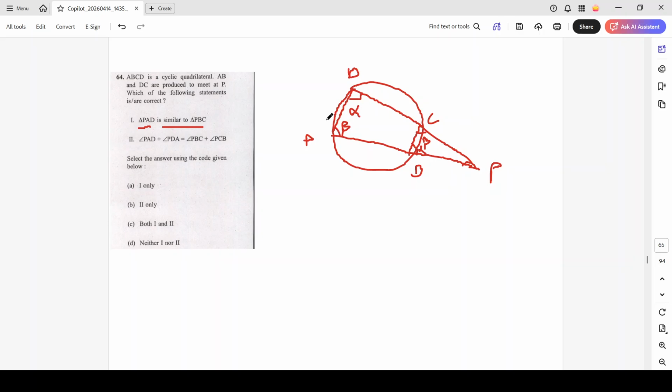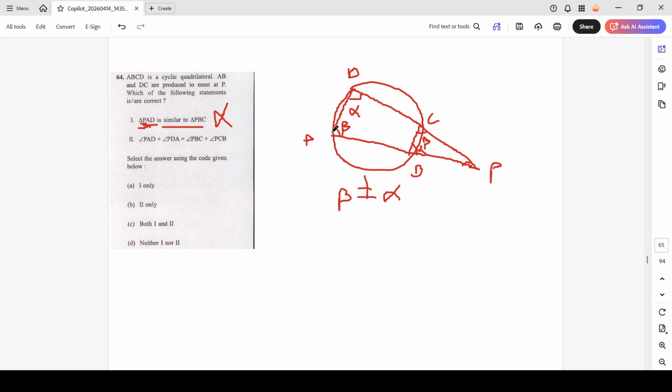So what we see at the angle P, PAD first of all. What is PAD? PAD is beta. In the other triangle, PBC is given as alpha, but there is no connection that says that beta is equal to alpha. That means this triangle is not similar to the triangle PBC.